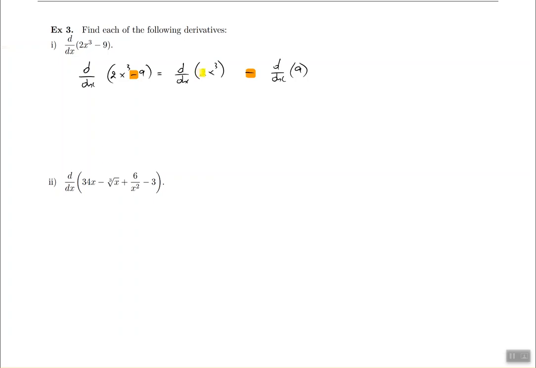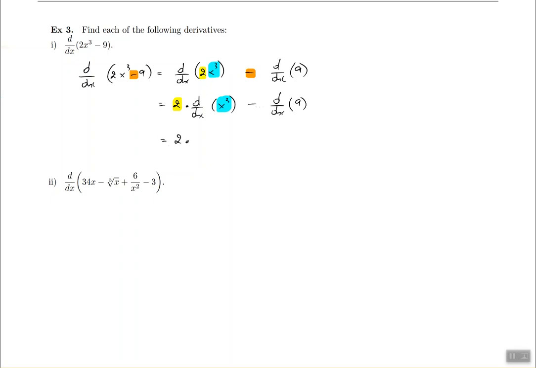Next, I have a constant being multiplied by a function. So I'm going to separate the constant from the function. I'm going to pull the 2 out and put the x cubed inside the parentheses with the d/dx in front of it, and then leave everything else alone. Once I've done that, the 2 is now on the outside and it's being multiplied with the derivative of x cubed. At this point, I'm going to have to use a couple different rules.